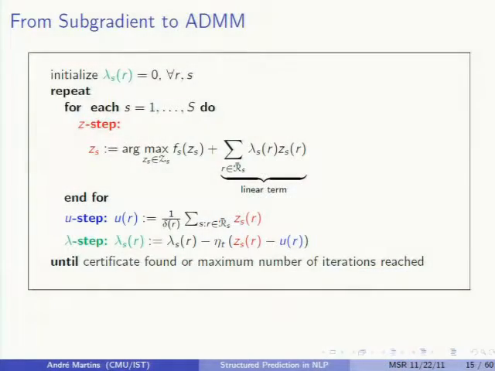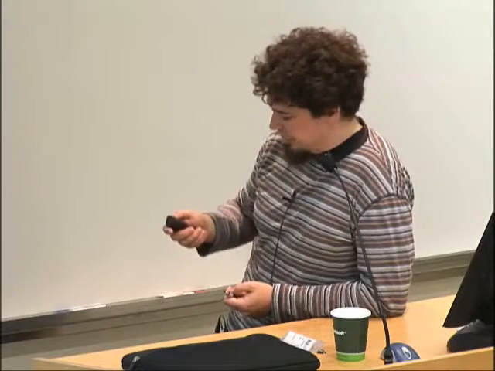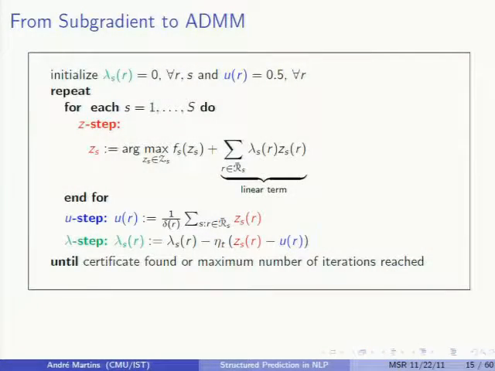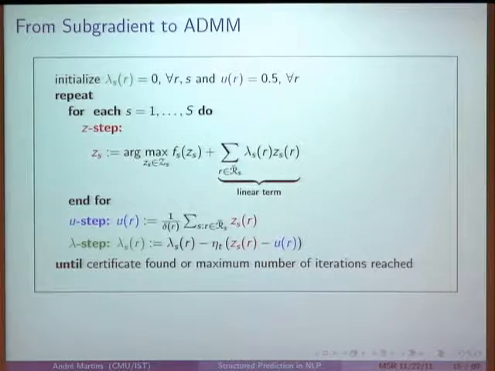So how can we start from the subgradient algorithm and obtain the ADMM algorithm? There's just a couple of changes that we need to make. First of all, we need to initialize the U variables, and you're just going to initialize them to uniform. Recall that all these parts are binary variables, so we are just saying that we don't have any evidence about the parts being one or zero.